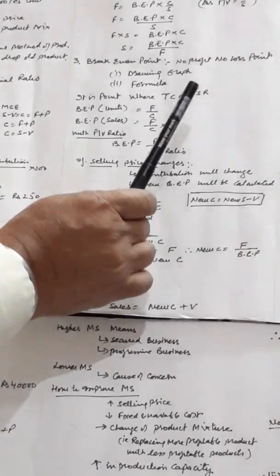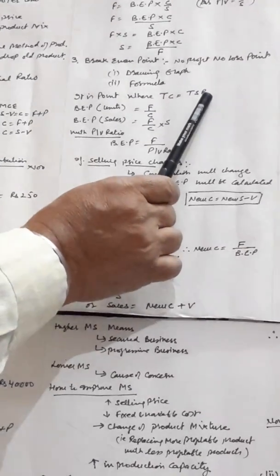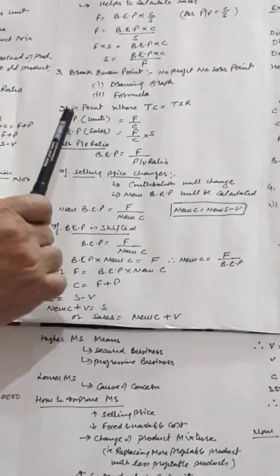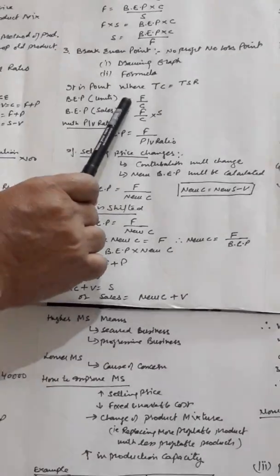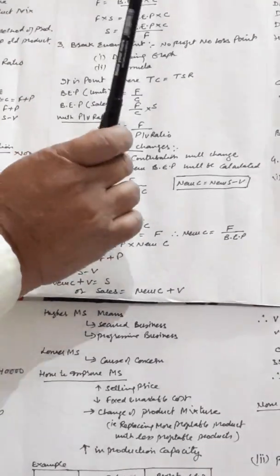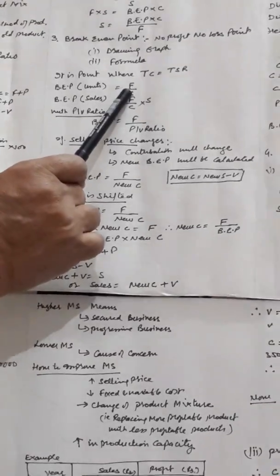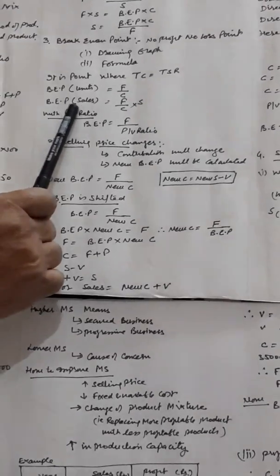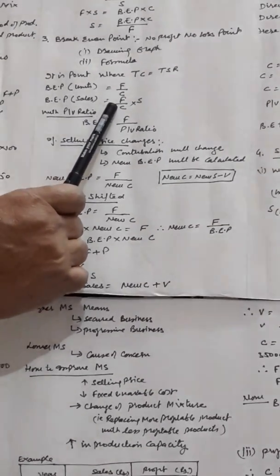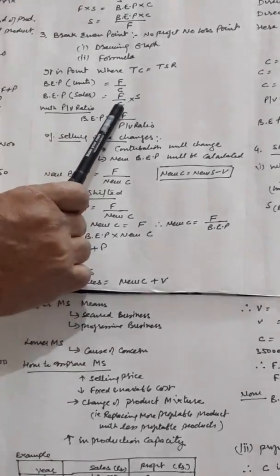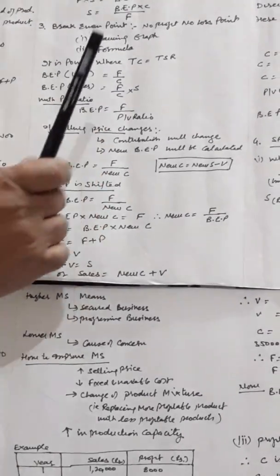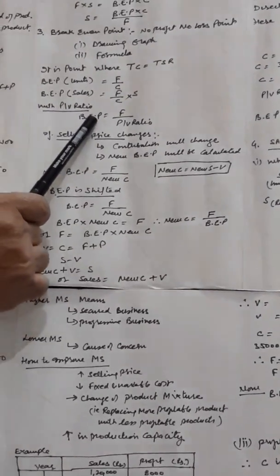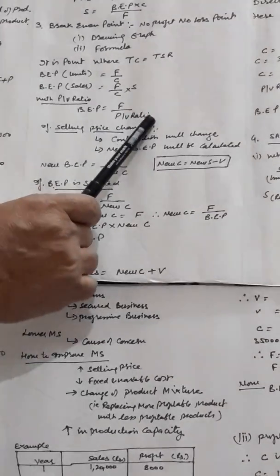Break-even point is a point where total cost is equal to total sales revenue. TSR here means total sales revenue. Break-even point in units, the formula is fixed cost upon contribution per unit, where C means contribution per unit. When we are to calculate break-even point in sales, the formula will be fixed cost upon contribution multiplied by sales. Calculation of break-even point with the help of PV ratio: break-even point is equal to F upon PV ratio.